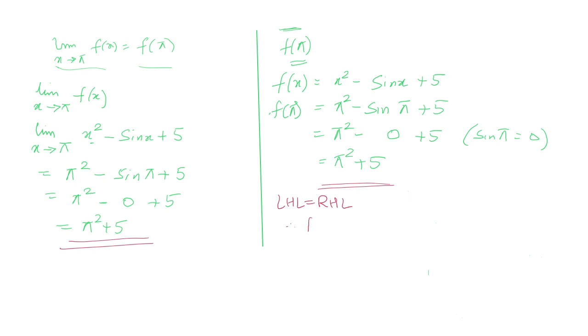Therefore, the function f of x is equal to x square minus sine x plus 5 is continuous at x equals to pi. As simple as that.